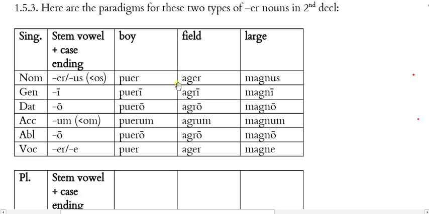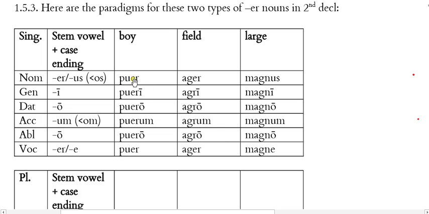So let's start with boy, puer. Ready? You repeat after me. Puer, pueri, puero, puerum, puero, puer. And notice what happens with ager, the field. Ager, agri, agro, agrum, agro, ager.